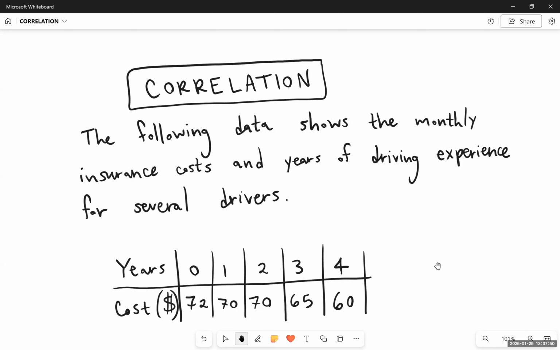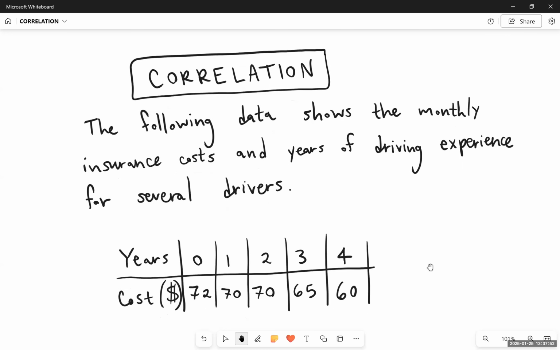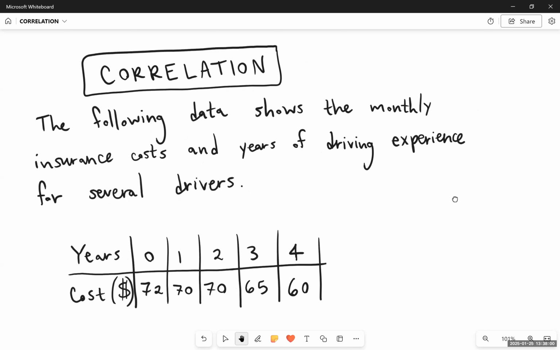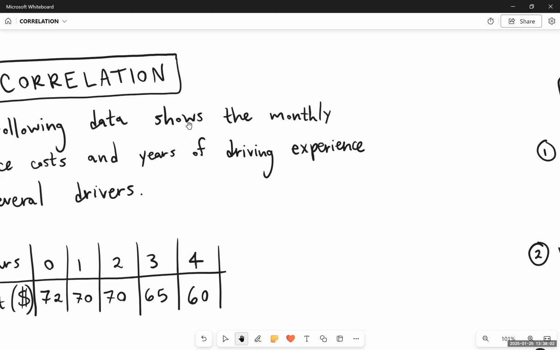Just off first glance, you could probably tell there's a relationship there as the years of driving goes up, but we'll take a look, and I will specifically be using Desmos for all the statistical computations and graphs. Desmos is really great for that.